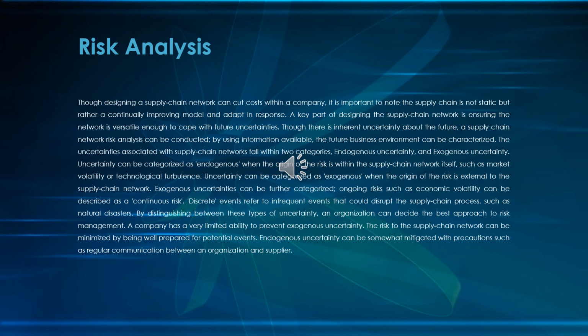By distinguishing between these types of uncertainty, an organization can decide the best approach to risk management. A company has a very limited ability to prevent exogenous uncertainty. The risk to the supply chain network can be minimized by being well prepared for potential events. Endogenous uncertainty can be somewhat mitigated with precautions such as regular communication between an organization and its suppliers.